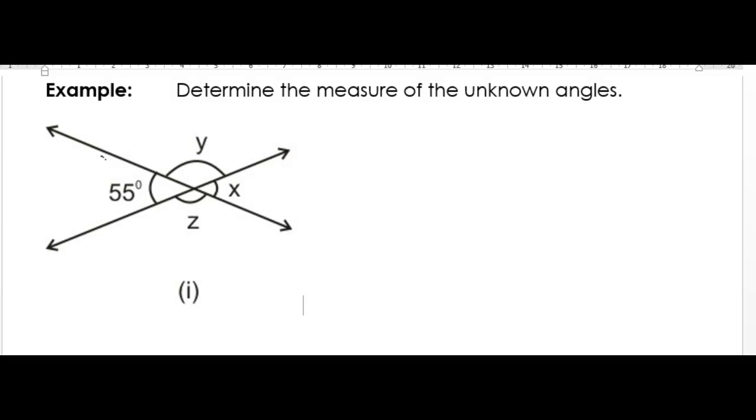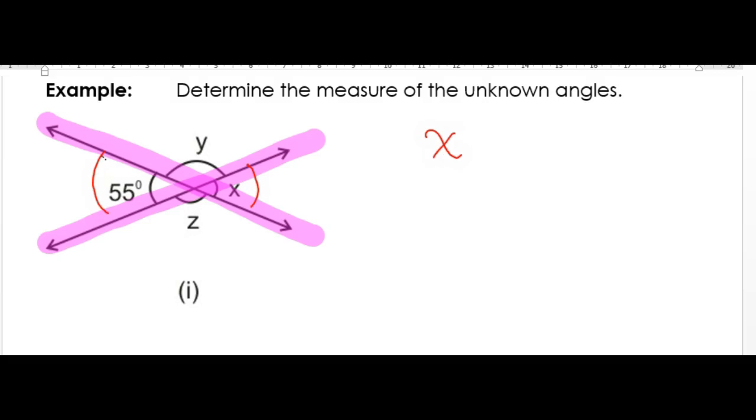I see that I have intersecting lines, and so I'm going to highlight my intersecting lines because I know that vertically opposite angles have to be equal. And so here's an angle, x is opposite this 55, and so that's telling me right off the bat that x is equal to 55 degrees. And if I want to justify that, I'm going to say, well, that's because of opposite angles. Okay, so there I have x.